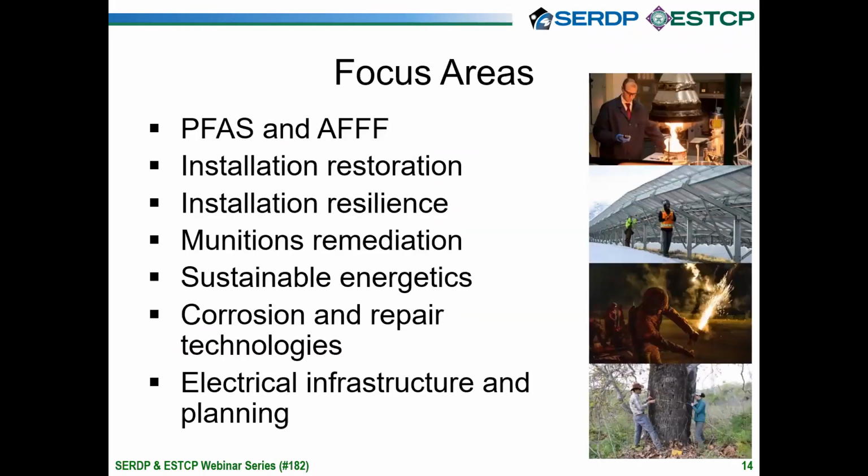practices. We have several focus areas that we address within our programs, including PFAS and AFFF, installation restoration, installation resilience, munitions remediation, sustainable energetics, corrosion and repair technologies, as well as electrical infrastructure and planning. And what you'll be seeing today falls in the realm of PFAS and AFFF.